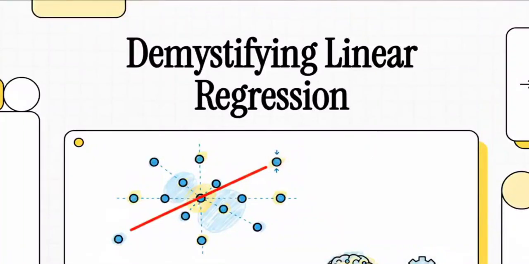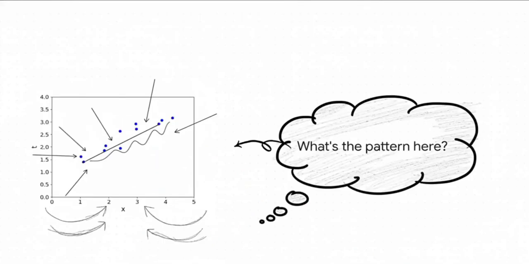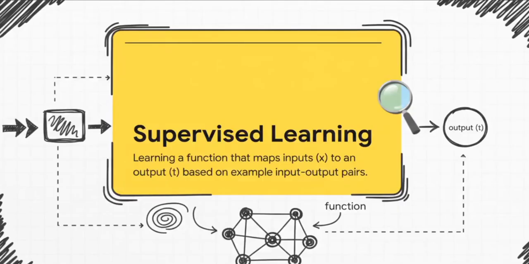All right, let's break down linear regression. It's a key tool for finding patterns in your data. So, let's say you have a bunch of data points like this. How do you find the trend? This is a classic supervised learning problem. We're teaching a machine to make predictions based on examples.